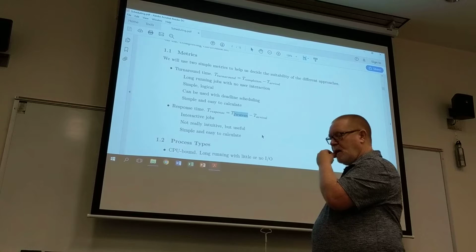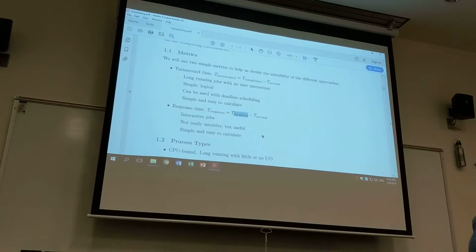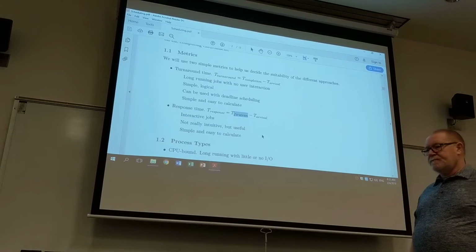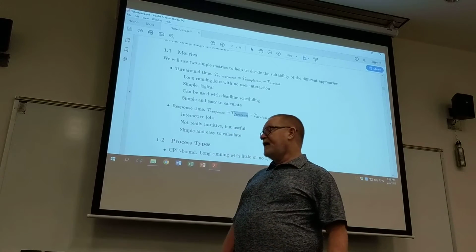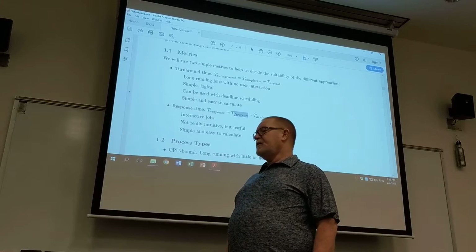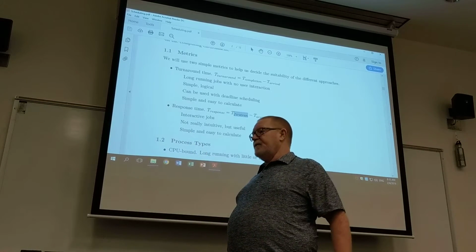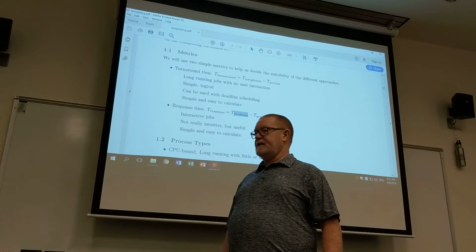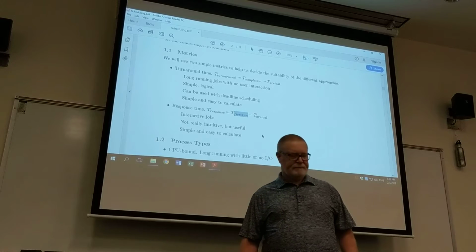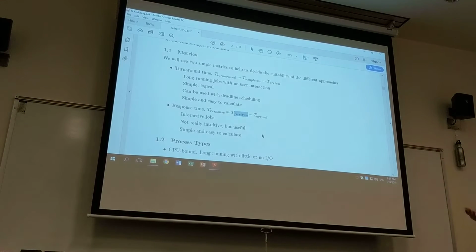So just to clarify, the turnaround time is not when you start the program to when you finish it. It's from when it first arrives in the system. So, for example, let's say your program arrives in the system, but it doesn't get the CPU for 10 hours. That 10 hours is part of the turnaround time. So you see that if it was when it first gets the CPU to when it gets out, that's sort of an optimal metric. But if you have delay for getting in, that's still part of your turnaround time.